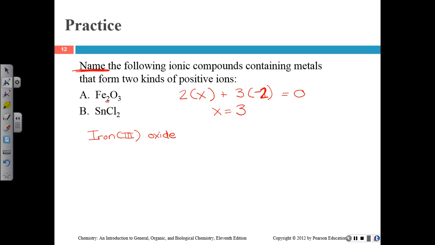For B, we have 1 tin atom and 2 chlorines that have a -1. So x has to be 2. Sn is tin, so if you didn't know that, you could look at your periodic table.